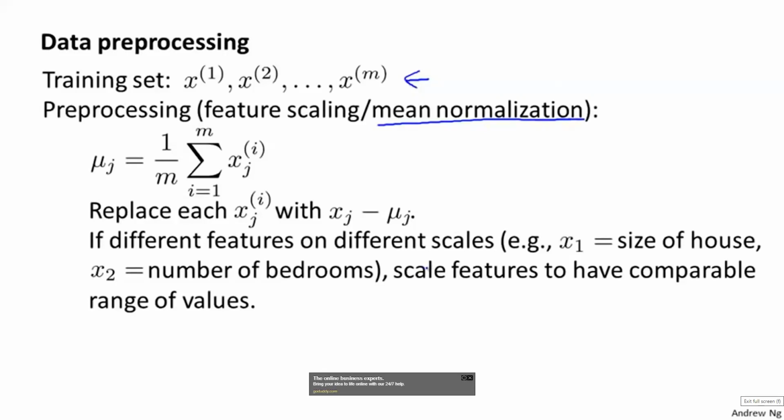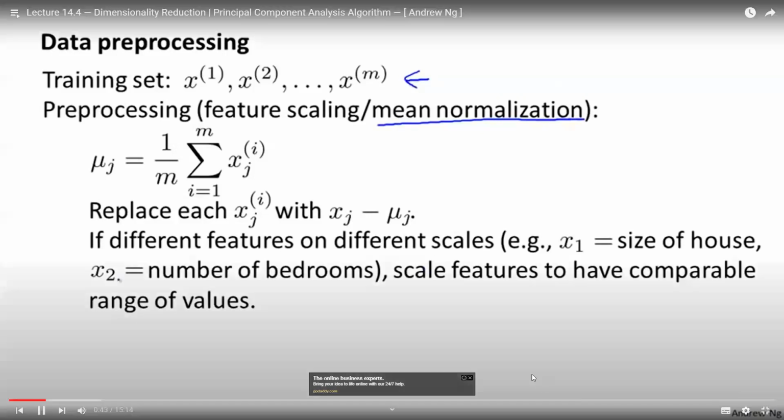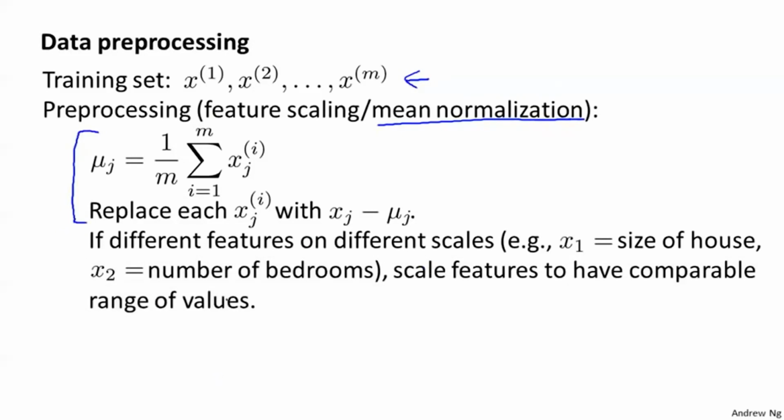In fact, it's exactly the same procedure, except that we're doing it now to our unlabeled data x1 through xm. So for mean normalization, we first compute the mean of each feature, and then we replace each feature x with x minus its mean. This makes each feature now have exactly 0 mean.